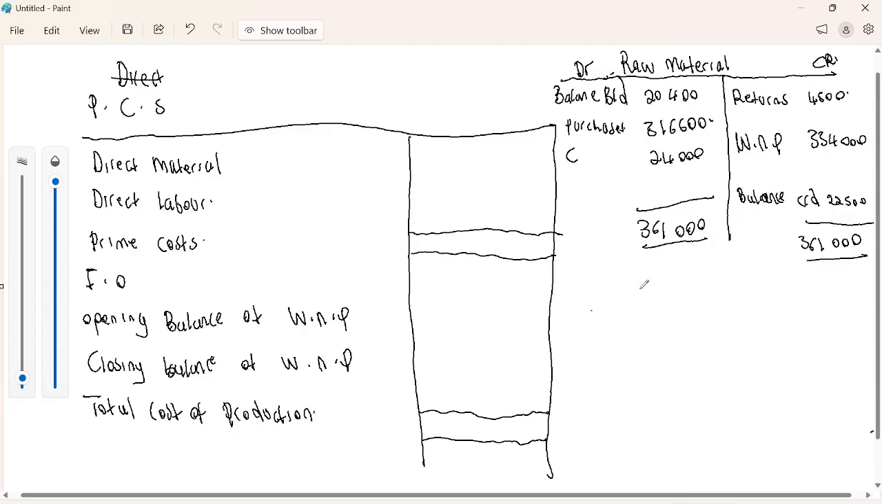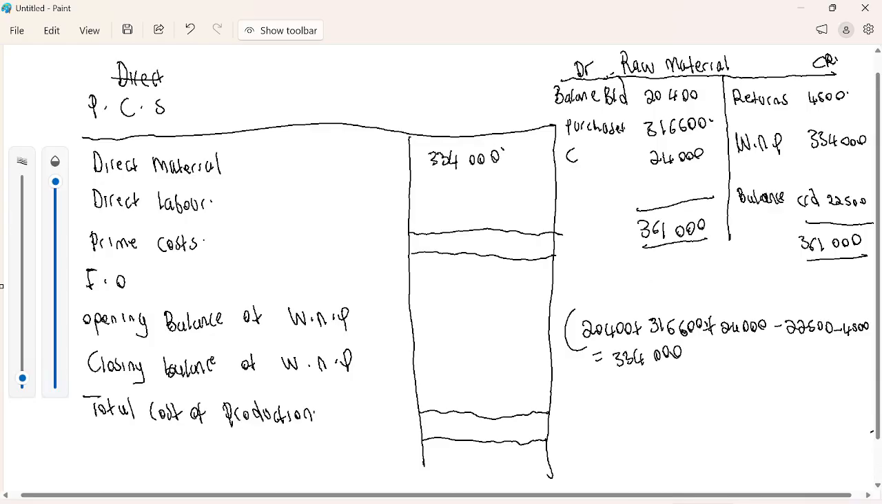But for grade 12, simply like this, right? You're gonna say opening balance, which is 20,400. You're gonna add purchases, which is 316,600, plus carriage on purchases, which is 24,000. Then you subtract the balance at the end, which is 22,500. Then you subtract returns, which is 4,500. If there are custom duties, you are also gonna add them. Then my total will be what? 334,23. Then you're gonna put it here as your direct material. Right?